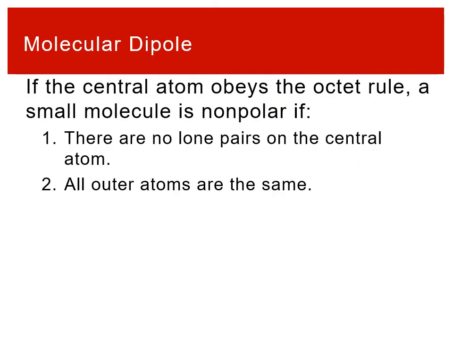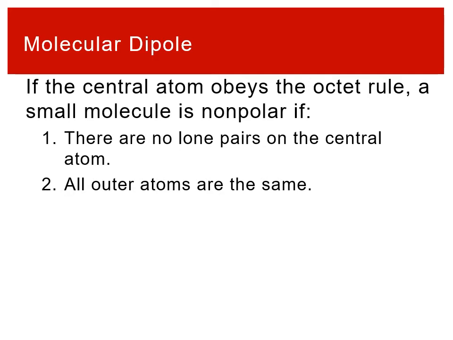So coming up with those shapes can be a bit tedious, you've got to dust off a few cobwebs on those, but we can also take these ideas about symmetry and about canceling out and come up with some guidance as to what sorts of molecules are polar or not polar based off looking at their Lewis structure. So as long as your central atom obeys the octet rule, a small molecule with a centered atom is nonpolar if there are no lone pairs on the central atom and all outer atoms are the same.